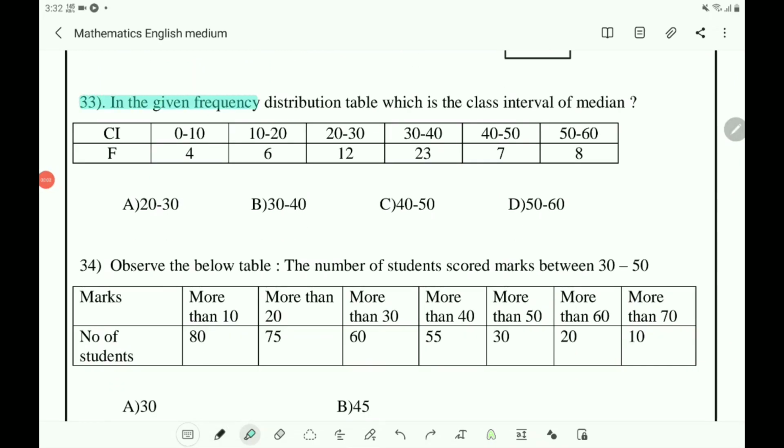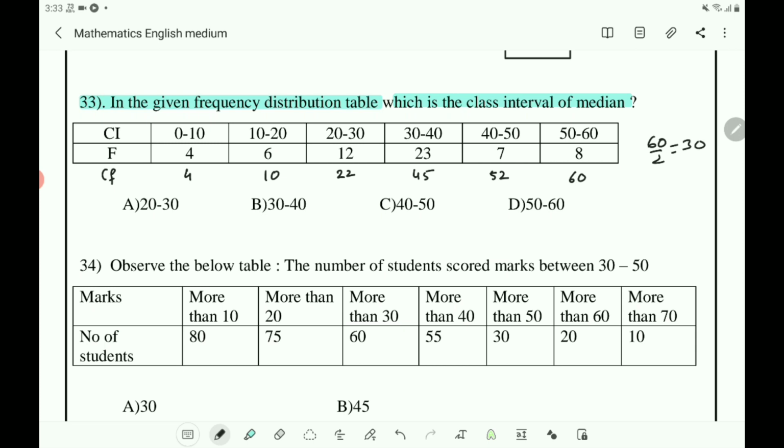In the given frequency distribution table, which is the class interval of median? Here you get the CF: 4, 4 plus 6 is 10, 10 plus 12 is 22, 22 plus 23 is 45, 45 plus 7 is 52, 52 plus 8 is 60. Then you take 60 by 2 is 30.